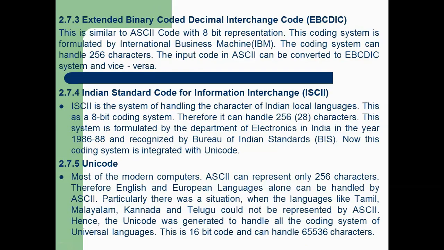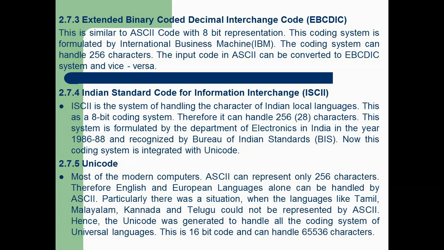Now we are going to discuss the next encoding system, extended binary coded decimal interchange code. Here we use an 8-bit representation. This code is similar to the ASCII system and was formulated by IBM, International Business Machines. This coding can handle up to 256 characters, since 2 power 8 is 256. Another important feature of this coding system is that we can convert ASCII coding into EBCDIC and EBCDIC into ASCII coding, vice versa.